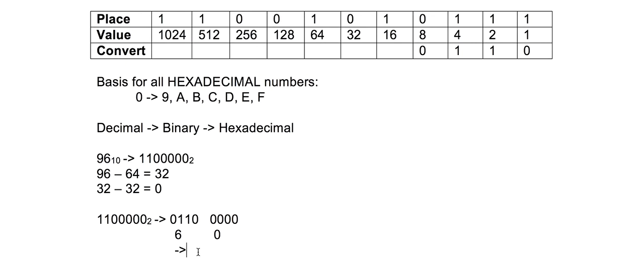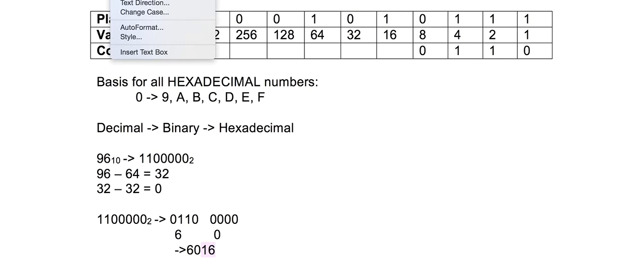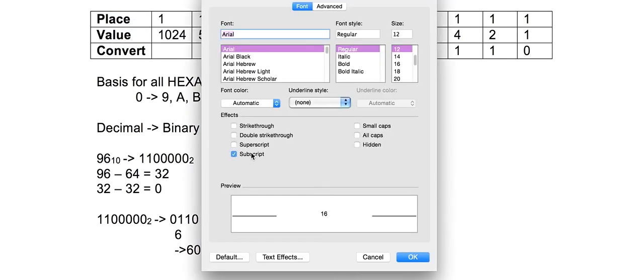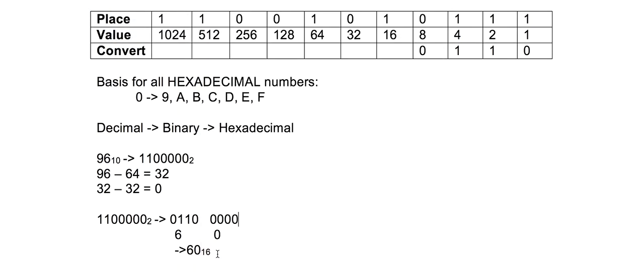11000000 in binary is the equivalent of 6 and 0. So what we did here is we just joined those two numbers together. We didn't add them, we didn't multiply them, we just put them side by side, and then we indicated that we were talking hexadecimal by using the subscript value of 16.